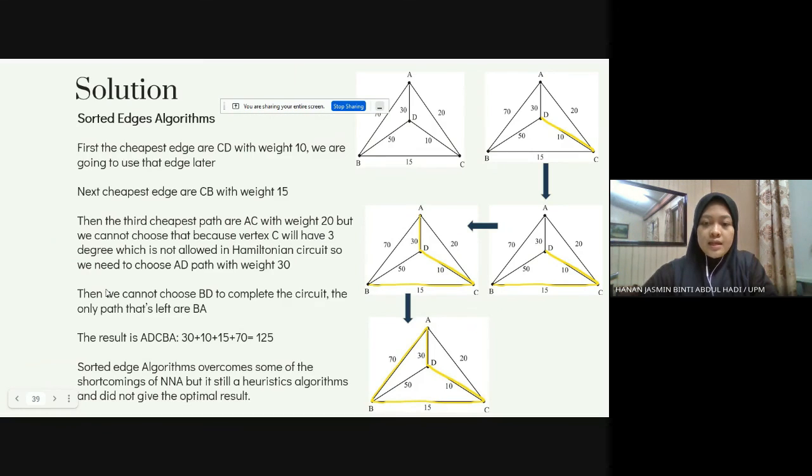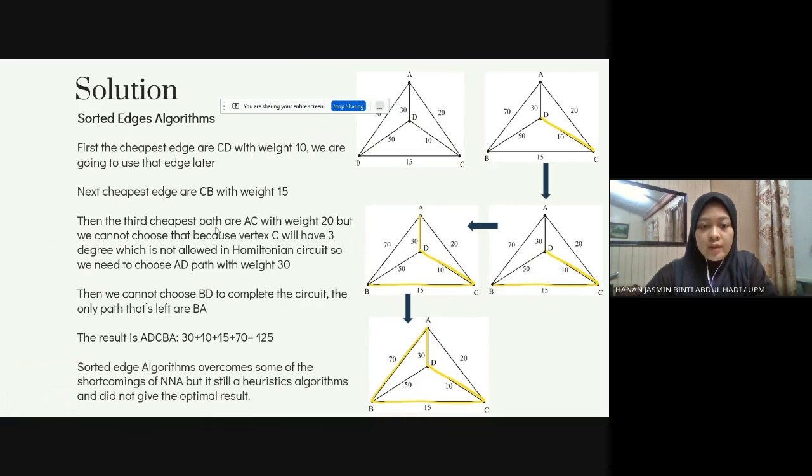Okay, this is the example. First, the cheapest edge is CD with weight 10. As you can see here, CD, I already highlighted it for you. The next cheapest edge is CB with weight 15. Here. C, D, and C, B. We're going to highlight it because we're going to use it later.